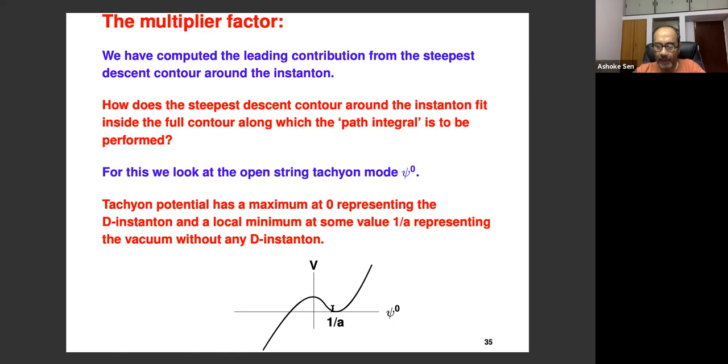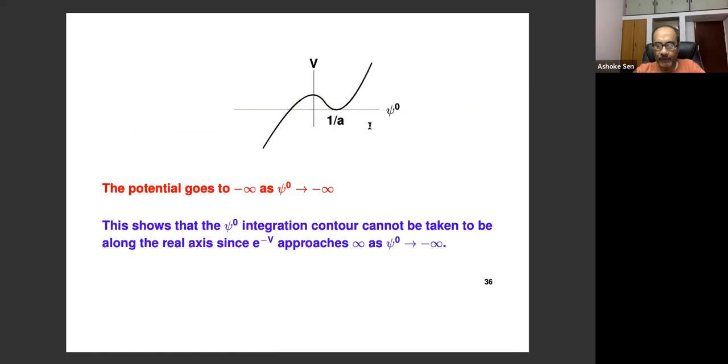This, in fact, you can show is a perturbative vacuum, where the tachyon potential vanishes. It's also known from the study of tachyon potential that the potential is unbounded from below on the left-hand side, as psi 0 goes to minus infinity. So when you actually carry out the integration over psi 0, we cannot do the integral along the real axis. That's an ill-defined integral, because the potential goes to minus infinity as psi 0 goes to minus infinity. So the weight factor in the path integral, e to the minus S, will approach infinity as psi 0 goes to minus infinity. That makes the path integral ill-defined.